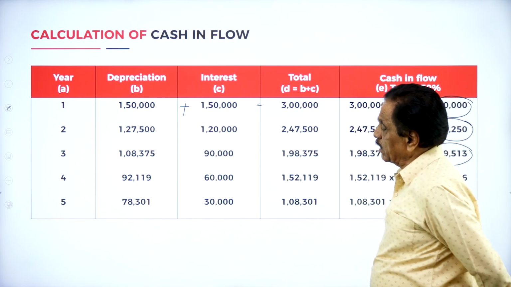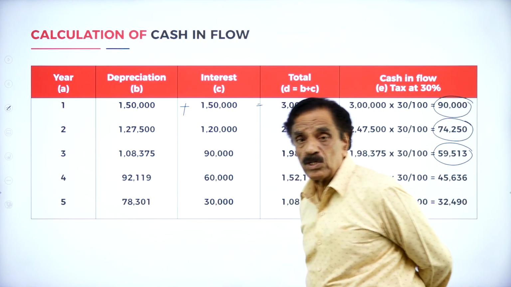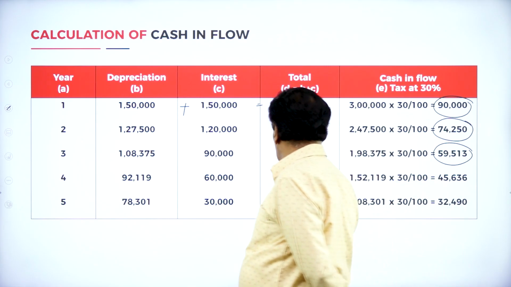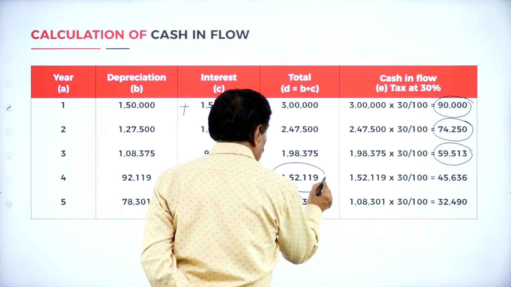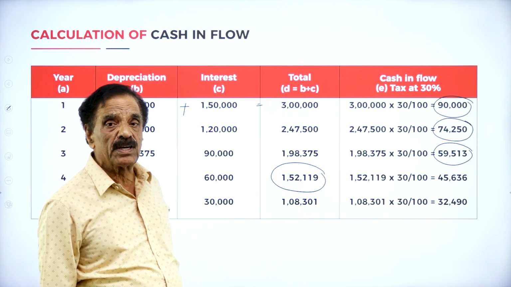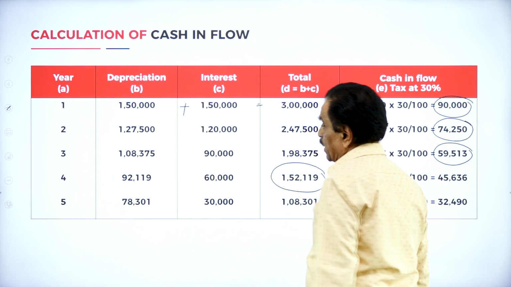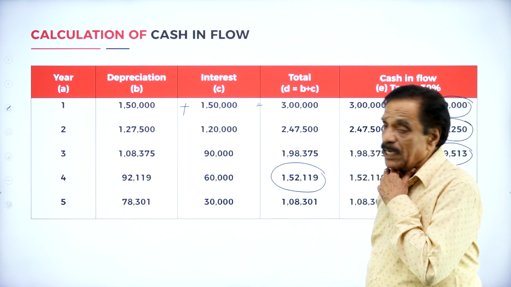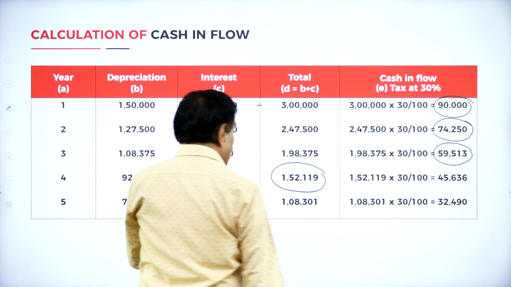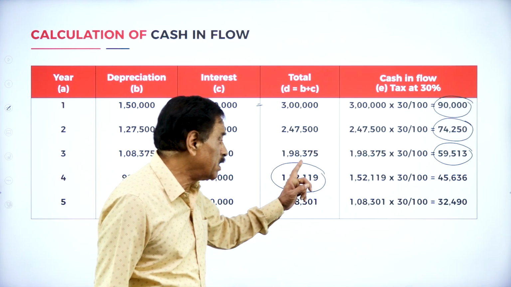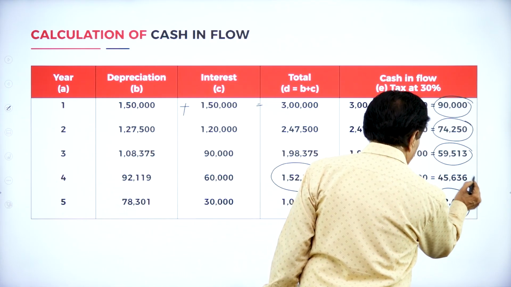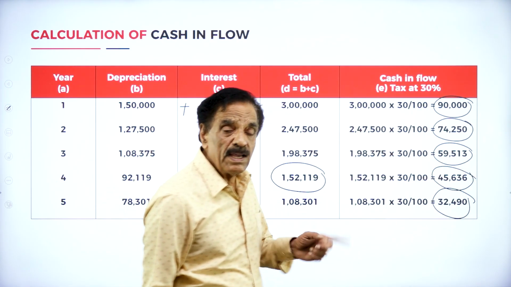In the fourth year, depreciation is 92,119 and interest is 60,000. If you add both, it becomes 1,52,119. On that, 30% is 45,636. In the fifth year, you got 78,301 depreciation. Interest is 30,000. It becomes 1,08,301. On that, 30% is 32,490. This is your inflow. You can save on interest.